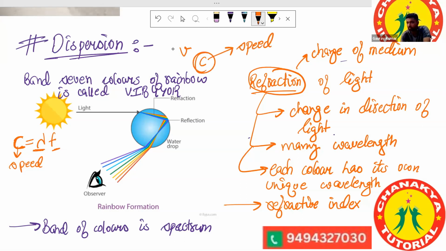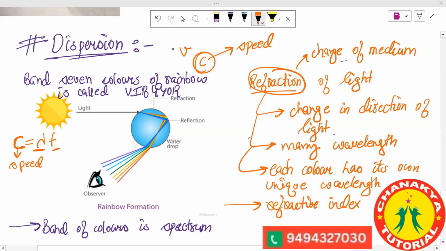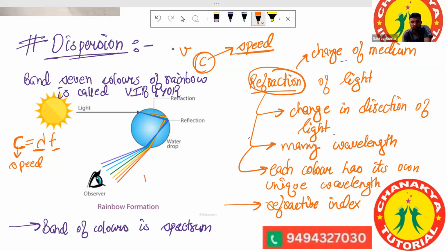Can you tell me what is the difference between speed and velocity? Velocity has both direction and speed, sir. While c is only speed. Speed is a scalar. If we take the magnitude of velocity, that gives speed.